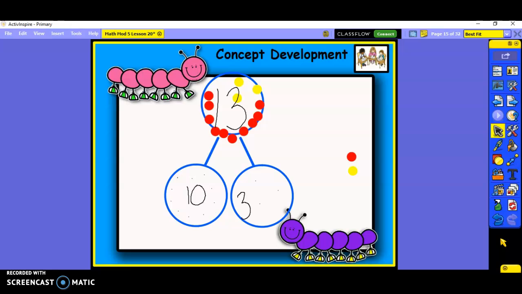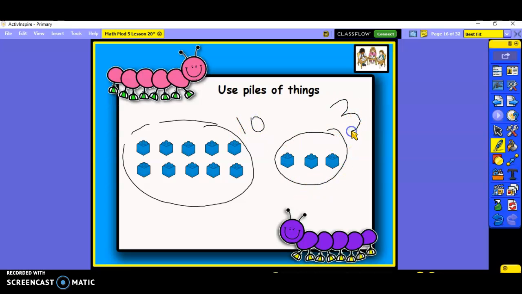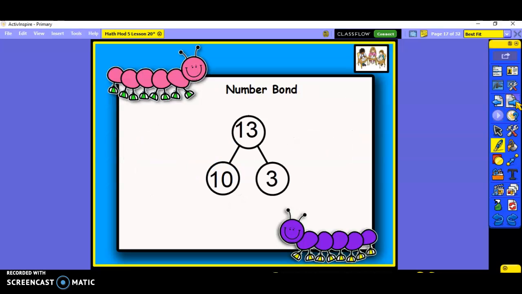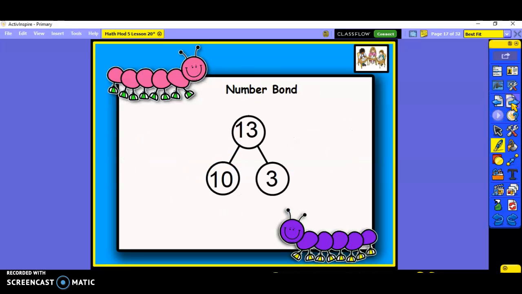There's many ways we can represent those parts to get our whole. We can use piles of things around your house. You could count it with Legos. For your 10 and 3, you could show Miss Nakian 10, and you could show me 3 with Legos or anything you have around the house. So you can use piles of things to represent your parts. That's right, you could write your number bonds to represent your whole and your part, just like we did with our dots. Your number bond could say 13 is 10 and 3.